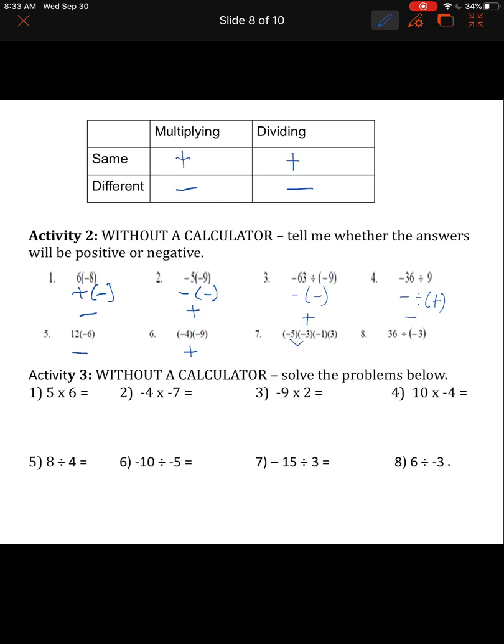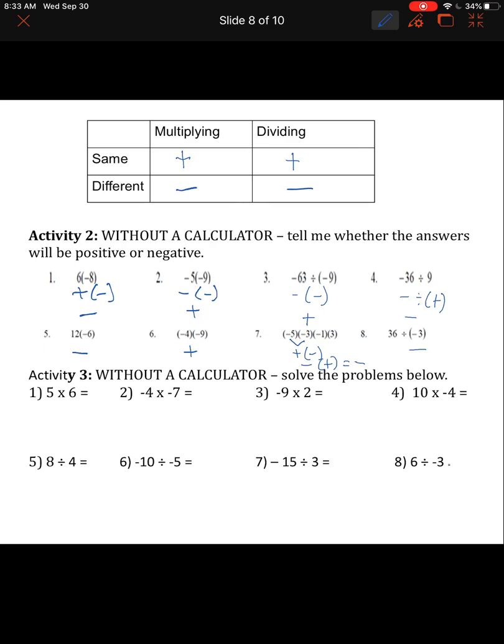Okay, this one looks a little intense, but you just got to take it step by step. So we have a negative times a negative, so you have a positive. We then have a positive times a negative, which will give me a negative. And then a negative times a positive, so my answer should be a negative. Then we have a positive divided by a negative, so our answer is going to be negative. Okay, so just double check your answers.